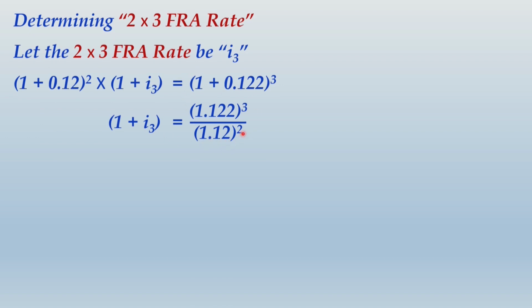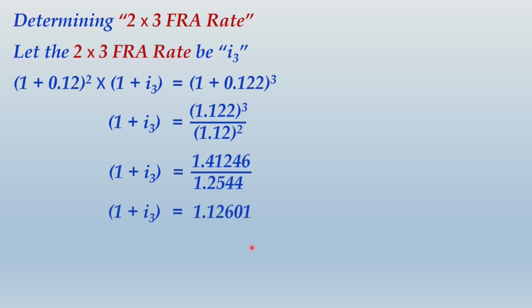When you solve this part, what you get is 1 plus I3 equals to 1.41246 divided by 1.2544, and 1 plus I3 finally comes to 1.12601. So I3 will be 1.12601 minus 1, that will be 0.12601 or 12.601%. Alright friends, you would have finished writing this much.